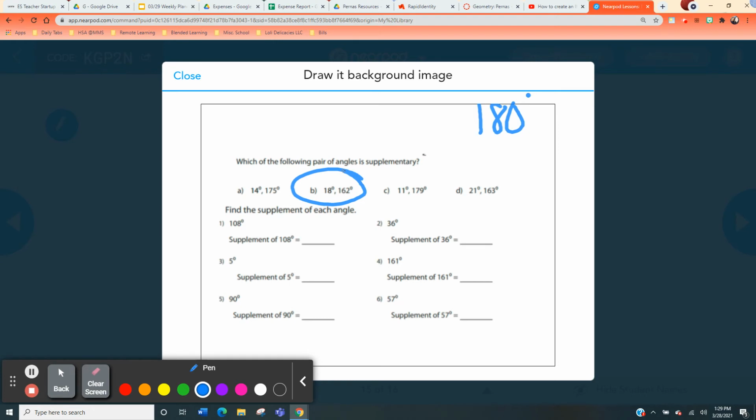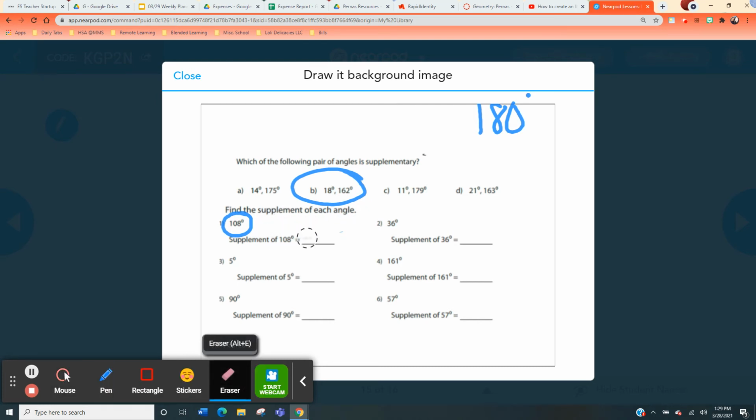So for the bottom half, it says find the supplement of each angle. All that means is that you want to figure out what angle helps convert this into a supplementary angle, or 180. So I can simply do that by taking the angle it's already giving me, and I can do 180 minus 108 equals, and that would give me my answer.